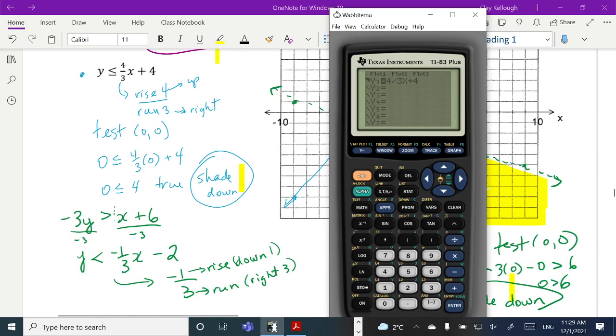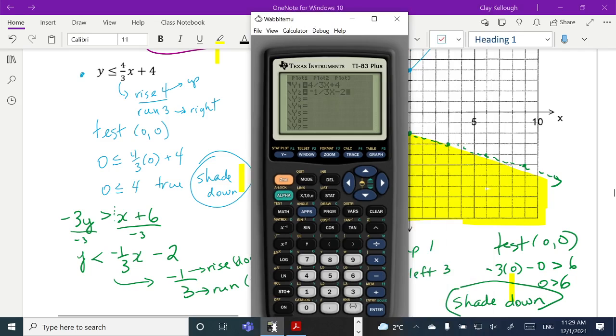Now for the next equation, remember I could not put this into the equation on Desmos, so I have to go to this form. So I'm going to go to here, move over. So this is -1/3 x minus 2. And what kind of shading do I want? Well, I figured out shade down. There it is over there. Let me move the calculator over. Shade down. But if I want the opposite, let's shade up. So enter, enter, shade up.